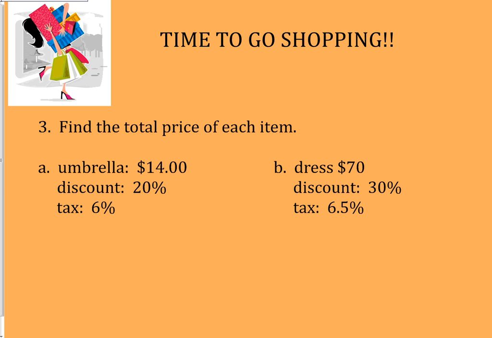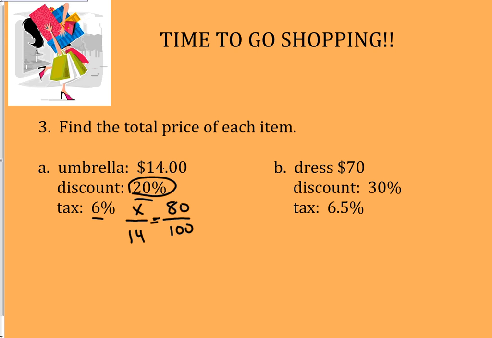So let's go shopping. You've got to buy an umbrella and you've got to buy a dress. So find the total price. The umbrella is $14. The discount is 20%. The tax is 6%. So if we get 20% off of 14, a real easy way to do that is that you're looking for 80% of 14, so 80 over 100, because you're taking away 20%.